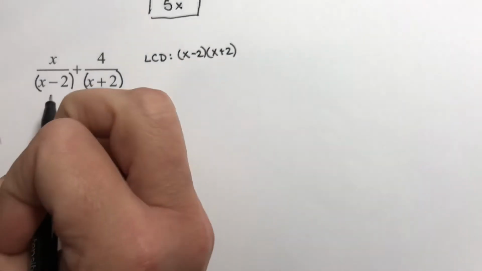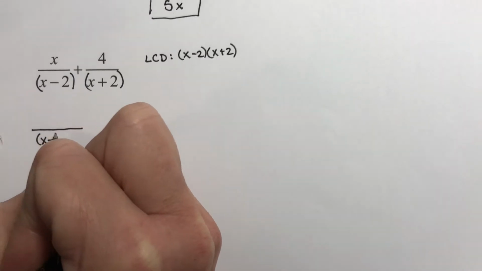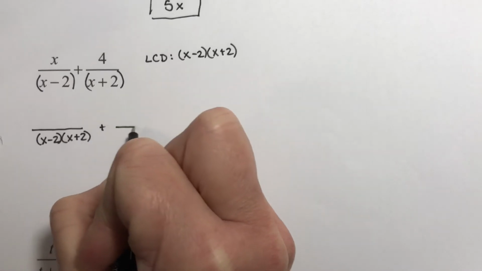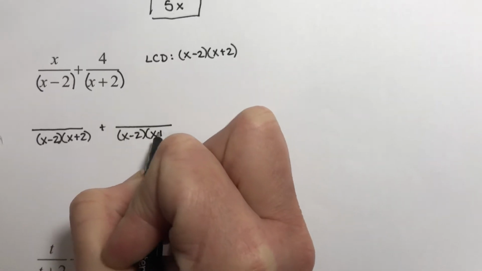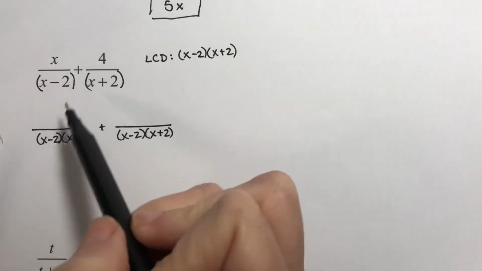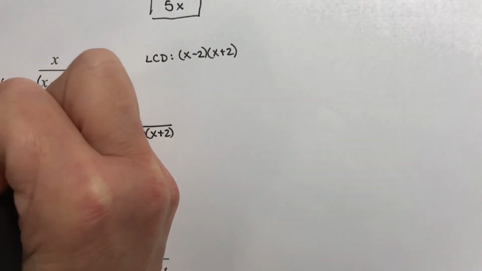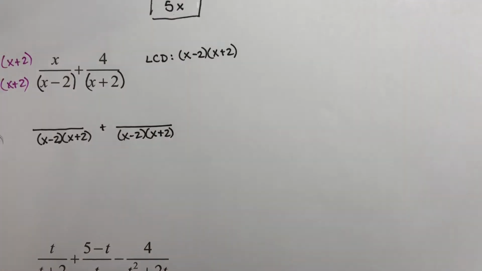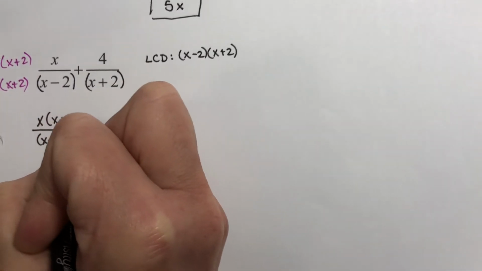So we need to rewrite these, having these denominators. From this one to this one, I multiplied this by an x plus 2. So I need to multiply the top by an x plus 2 as well. So this numerator is x times x plus 2.